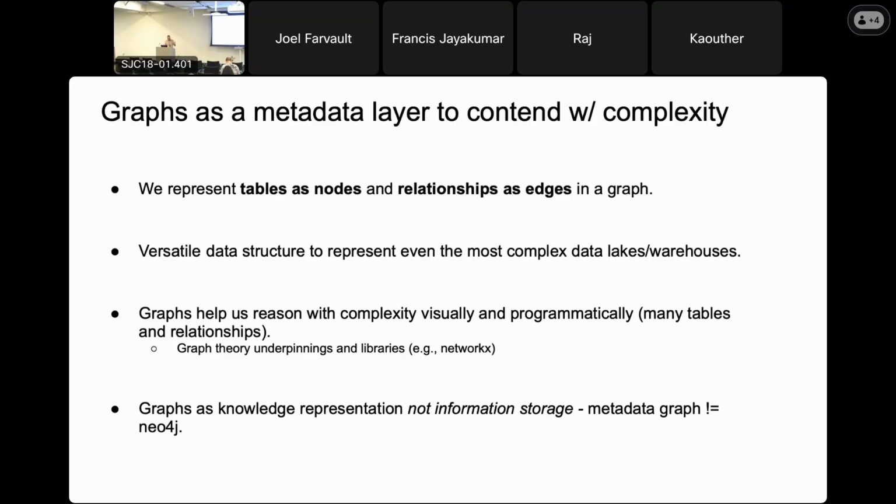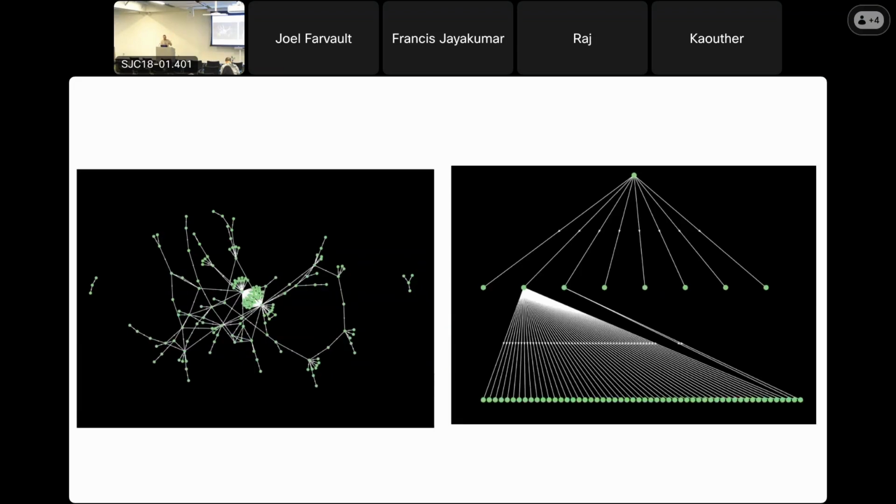And just to make it clear, we're using graph as knowledge representation, not information storage, right? So not transforming your data and storing it in a graph structure like Neo4j, it's just for the metadata representation layer. And so this is what a data lake might look like in graph form. You have this interconnected structure, you see things, and you can drill in.